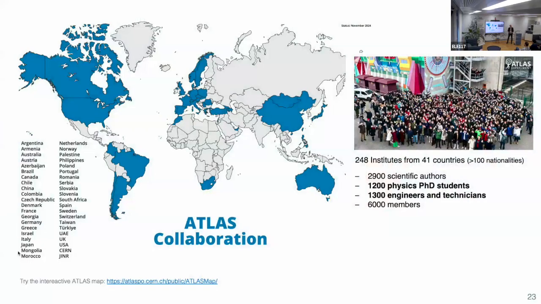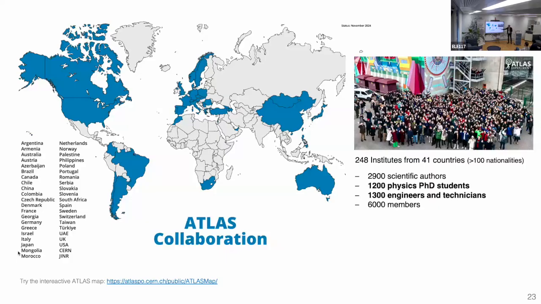So the ATLAS experiment was designed, built, is operated, and now upgraded by a large international collaboration. Currently, we are 248 institutes from 41 countries, more than 100 nationalities, 2,900, as I told you, scientific authors, and 1,200 PhD students are doing their research on ATLAS. And this is really a pride for us. It's fantastic to have so many young people around. It's really very nice to work with them. And they're not all at CERN, of course. They're in their institutes and they come to CERN for meetings, for example.